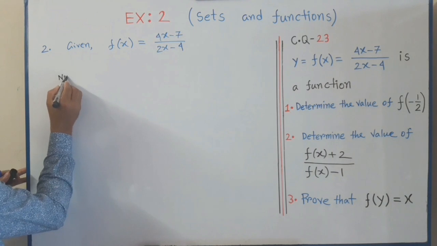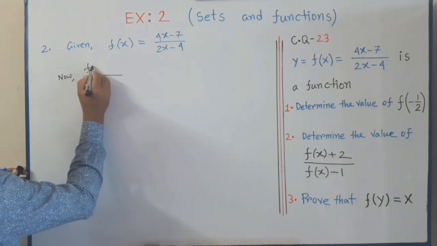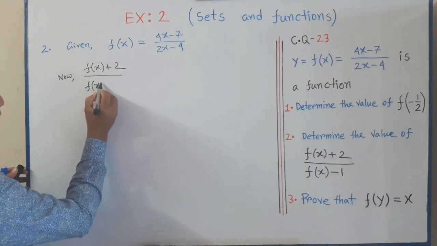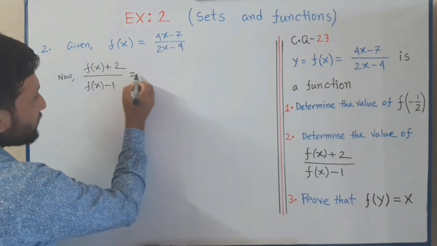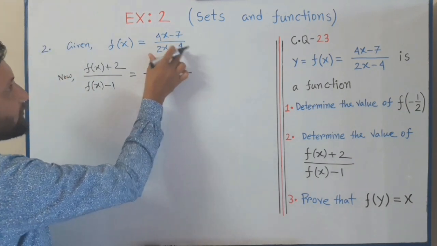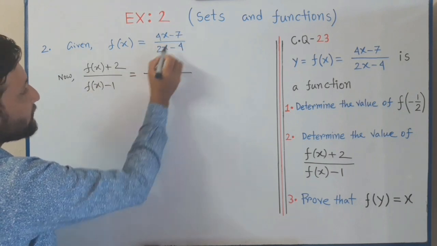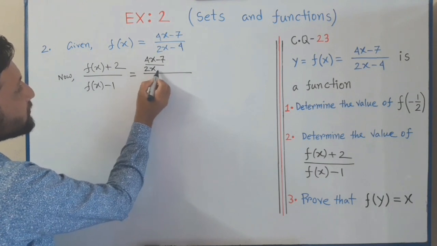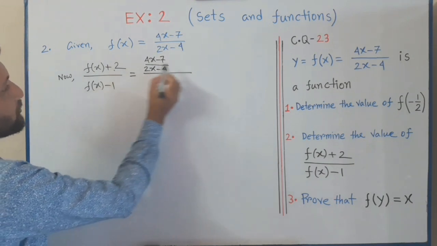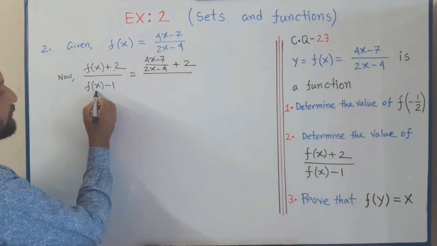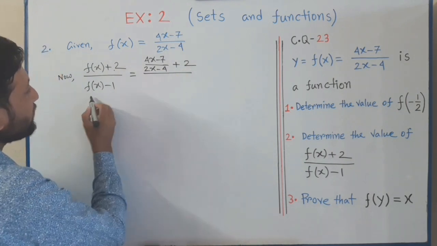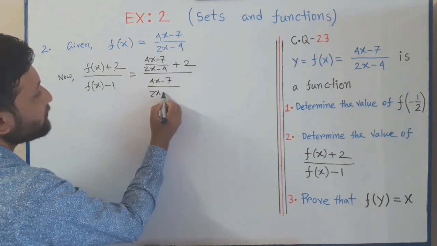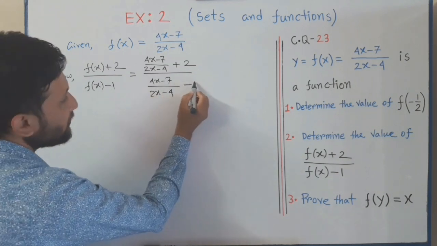Now, the expression is (f of x plus 2) divided by (f of x minus 1). So, at first putting the value of this function f of x. So, f of x is (4x minus 7) divided by (2x minus 4), and then plus 2, write down here plus 2, and then in the denominator, the value of f of x is, you can write (4x minus 7) divided by (2x minus 4) and then minus 1, write down here minus 1.